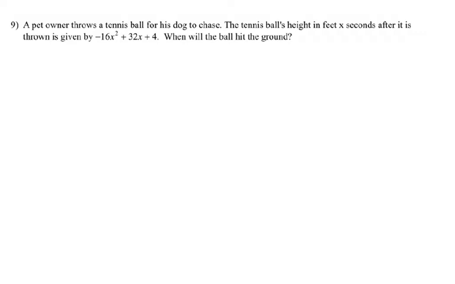So it says the tennis ball's height in feet, x seconds after it's thrown, is given by this. So negative 16x squared plus 32x plus 4. So if we were saying like 3 seconds after the ball left his hand, we could plug in 3 for x and find out how high it was off the ground. Okay, now it says when will the ball hit the ground?